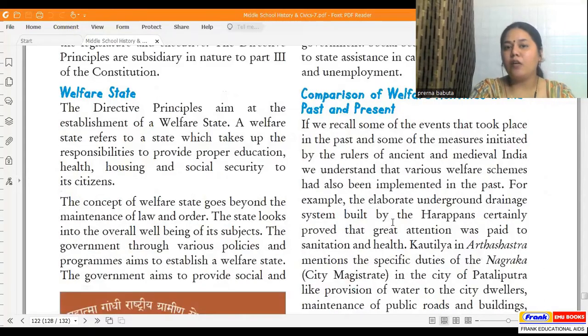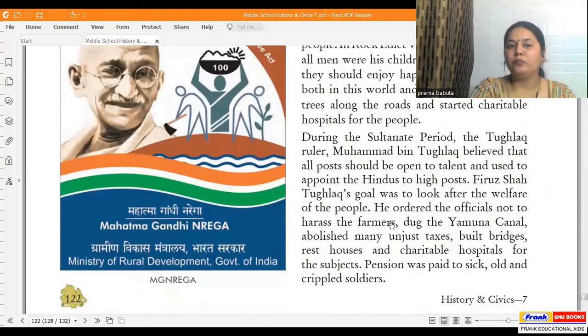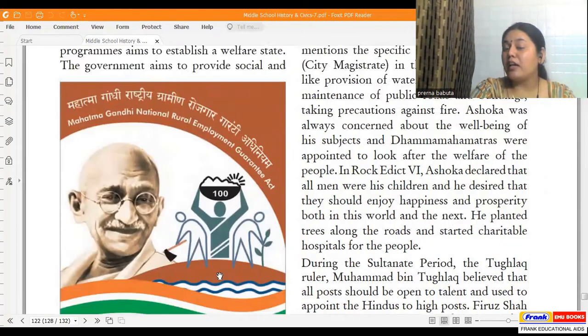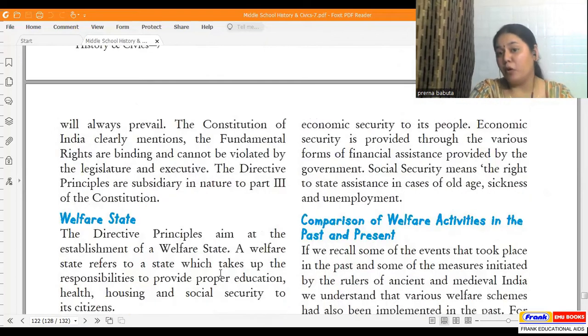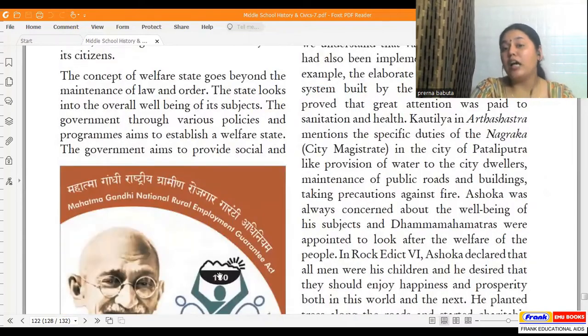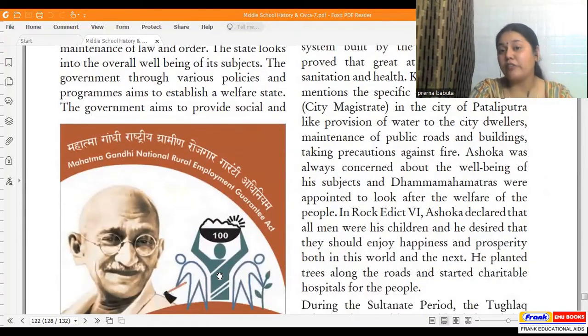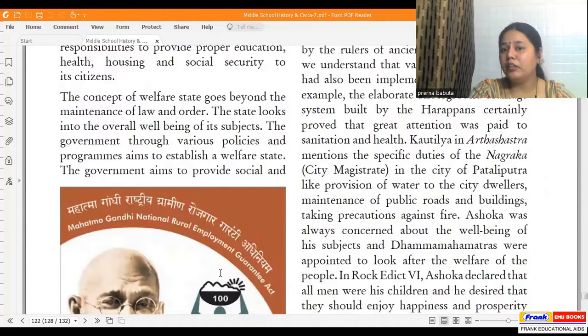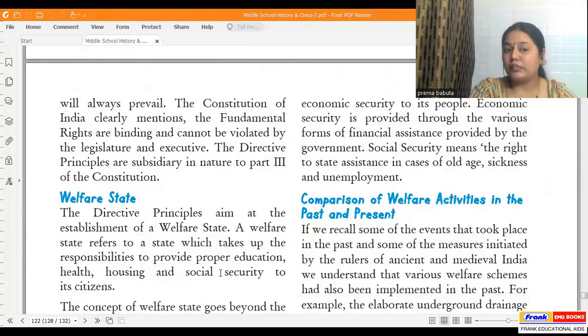So basically, we talk about the scheme of MGNREGA, wherein 100 days of employment was provided to the unemployed. 100 days of guarantee was provided to the unemployed youth. Correct? And of course, the economic security of the people is also looked into.